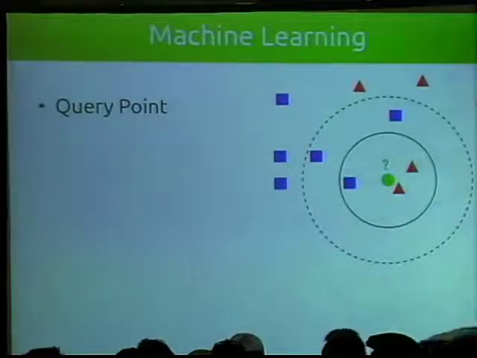Is he good or is he bad? Like I found a new suspect. I calculated this data for him. I plotted him on my graph. Is he good or is he bad? How do you answer that question?